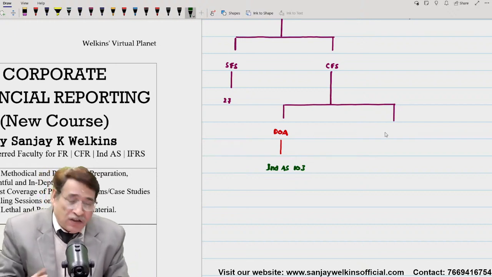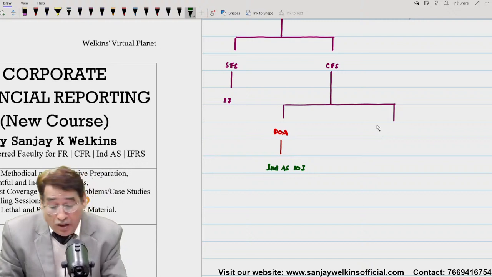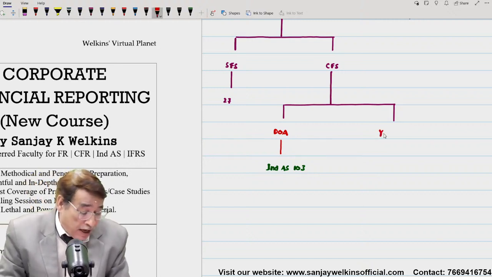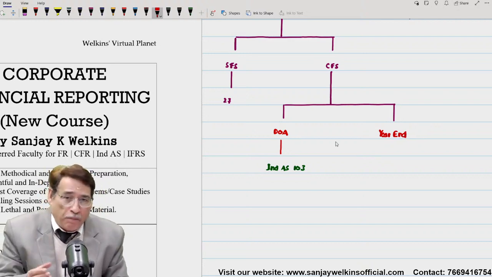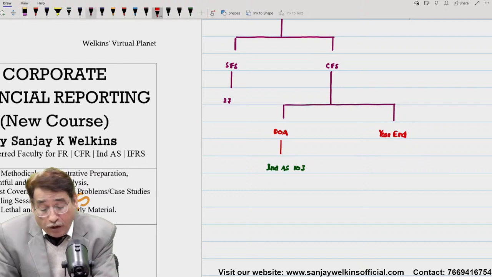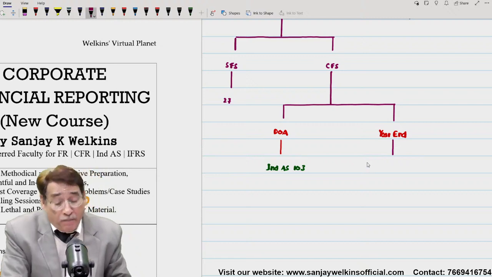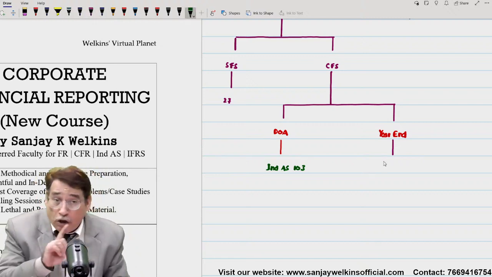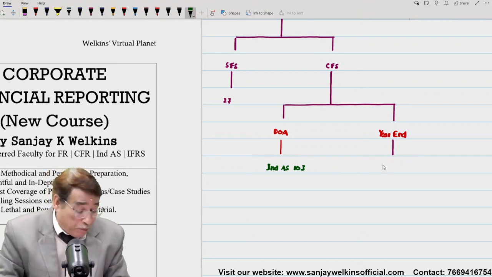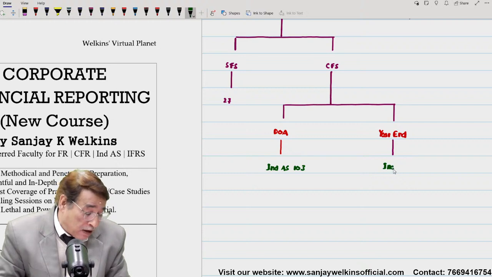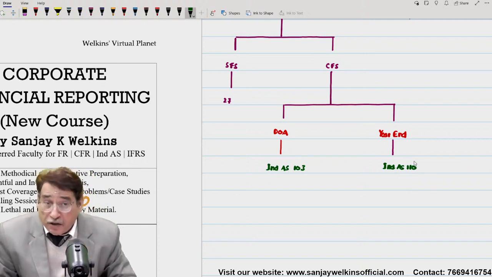Besides that, when we reach the year end, not only at the end of this particular year, but every year end which would follow after that. On the date of acquisition, we will apply Ind AS 103 to prepare the consolidated financial statement. But when we reach the end of the year, again we will have to prepare the consolidated financial statement. But this time it will not be prepared as per Ind AS 103. It will be prepared as per Ind AS 110. Is it clear to you?